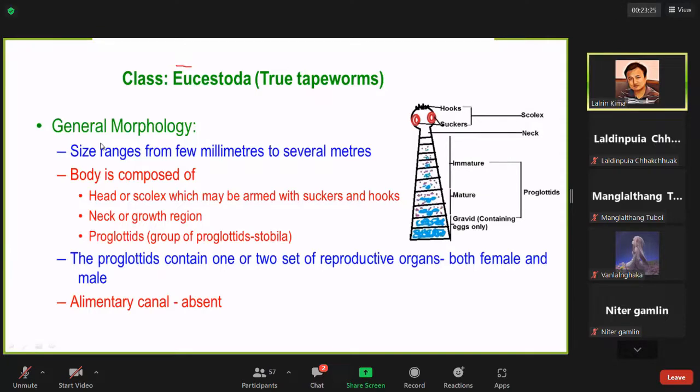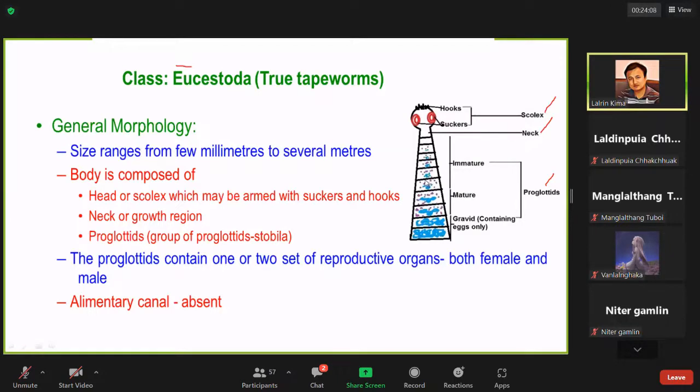Number two, their body is composed of, as you are well aware, the head, known as the scolex, the neck region, and the segments known as proglottids. The proglottids are collectively known as strobila. Sorry, here I have written this wrong, a typo error. Here it is: strobila. These are the proglottids, the segments.